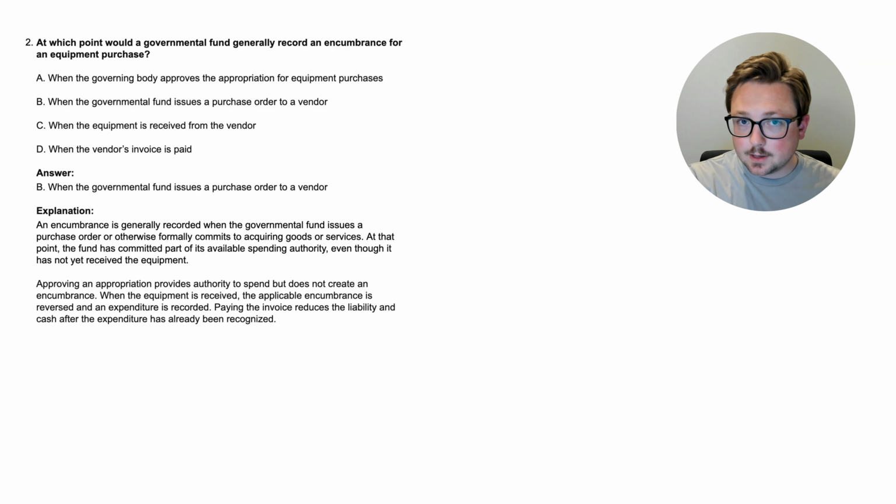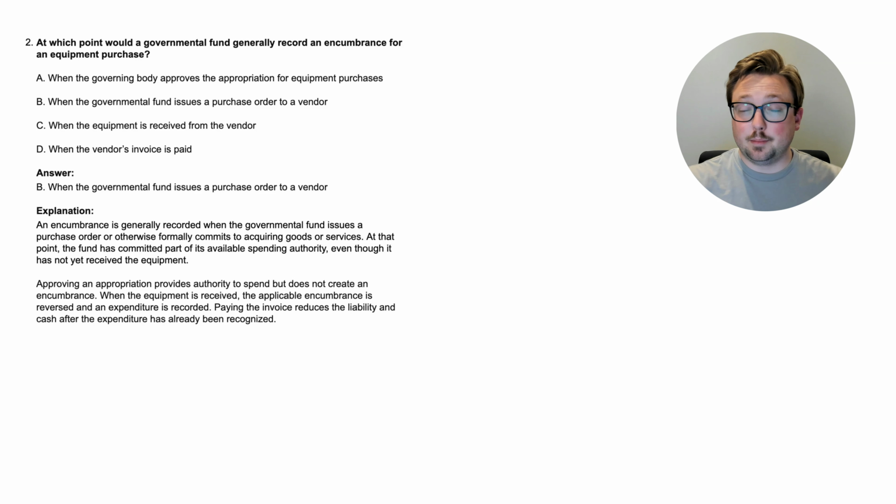Let's understand what an encumbrance is a little bit more. An encumbrance is generally recorded when the governmental fund issues a purchase order or otherwise formally commits to acquiring goods or services. At that point, the fund has committed part of its available spending authority, even though it has not yet received the equipment. So they're committing that money to that equipment, even though they haven't received it. Approving an appropriation provides authority to spend, but does not create an encumbrance. So there is a difference between appropriations and encumbrance.